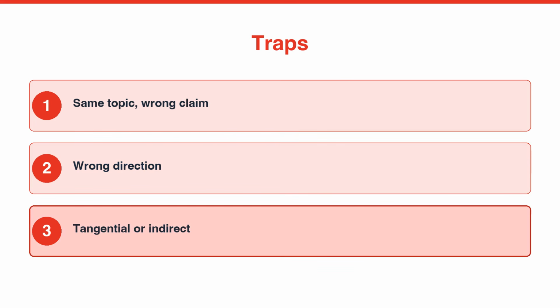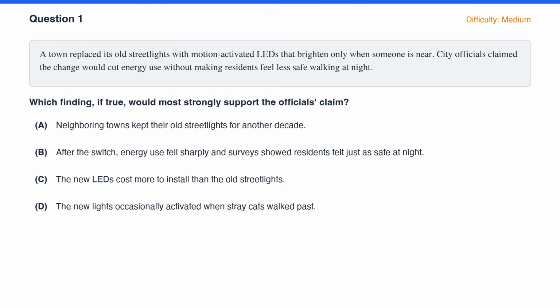Trap 3. Tangential or indirect. A loosely related detail or a side issue, cost, popularity, difficulty that never touches the actual relationship the claim asserts. Related is not the same as proof. Let's start with a medium one.